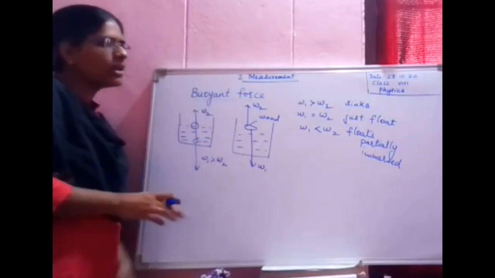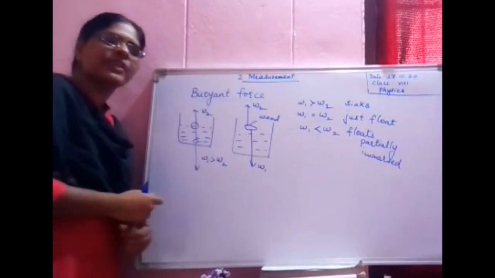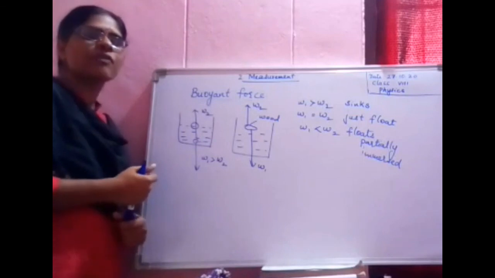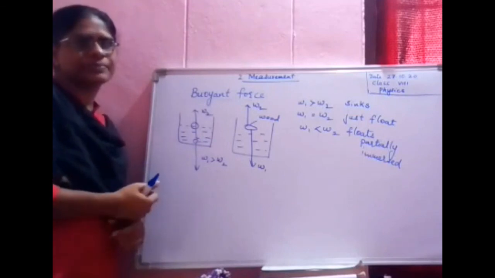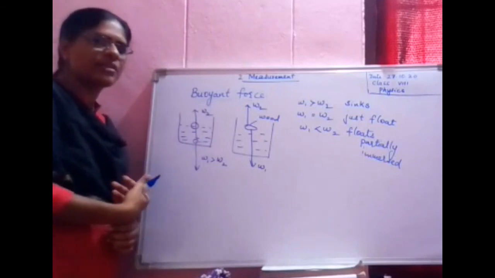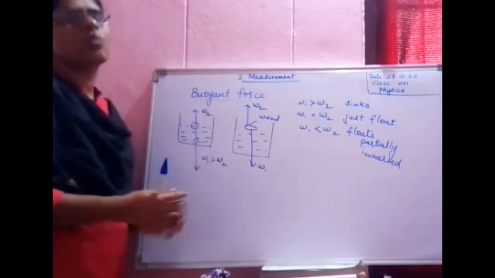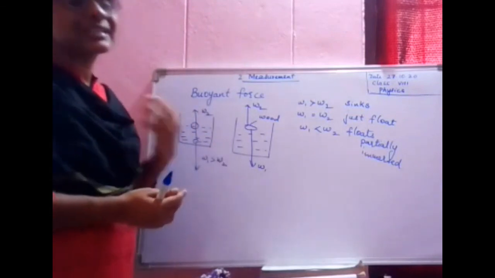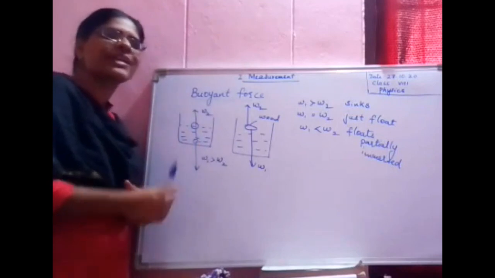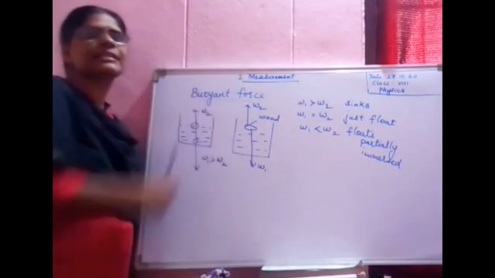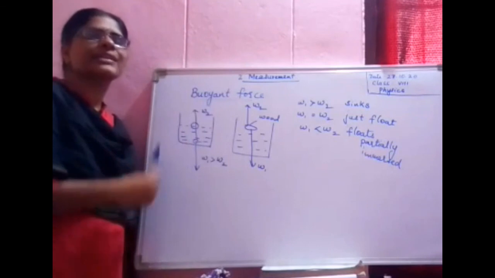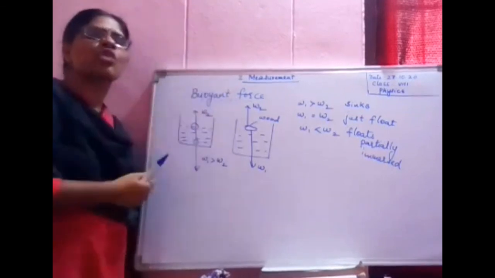In the next class we will learn the principle of flotation. Based on that, we will discuss why a ship does not sink in water, why an iron nail sinks in water, and why an iceberg floats on water.